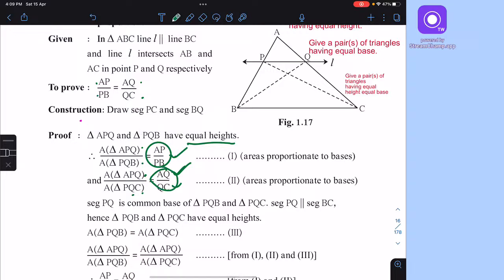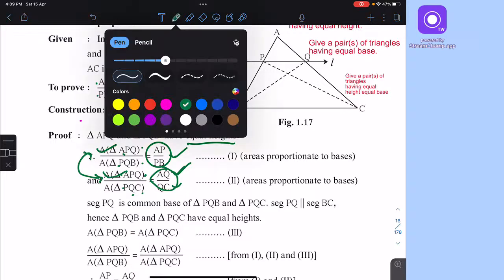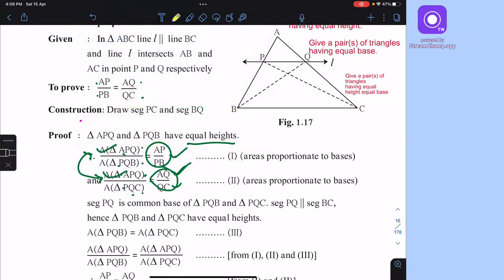Now we have to show that these two are equal, and therefore we have to show that the left hand sides are equal. We have to show that area APQ upon area PQB is the same as area APQ upon area PQC. Here the numerator is the same as this numerator. Therefore, our aim would be to show that the denominators, PQB and PQC, are equal.